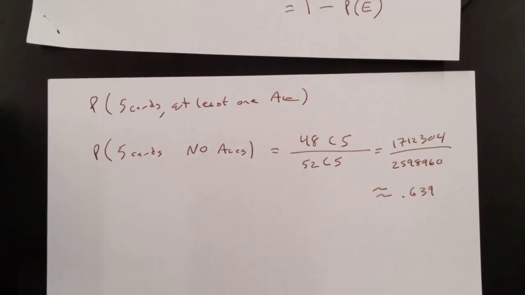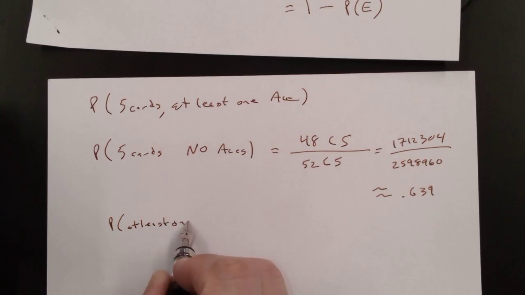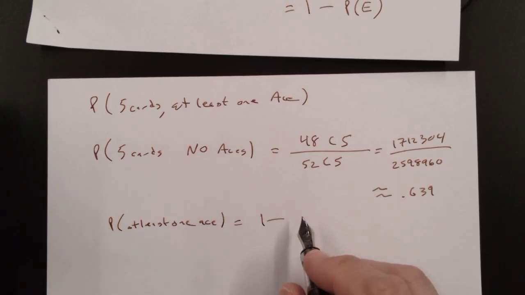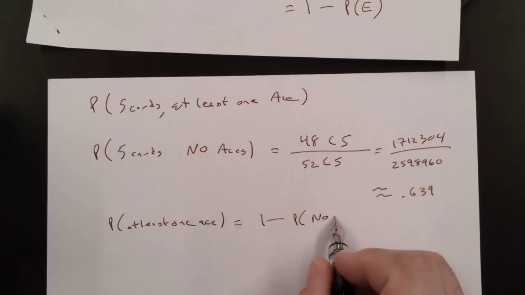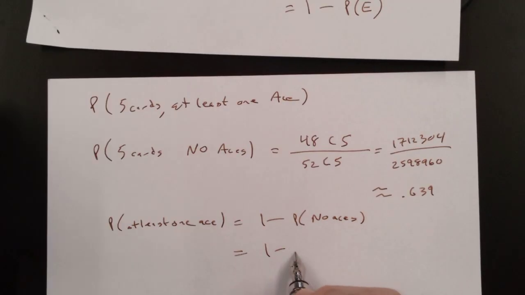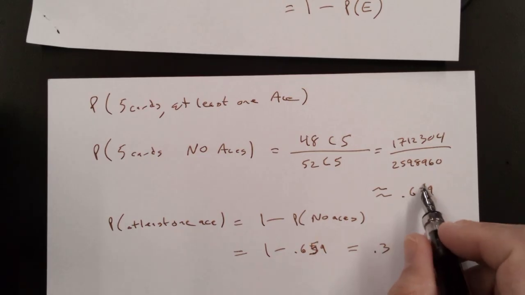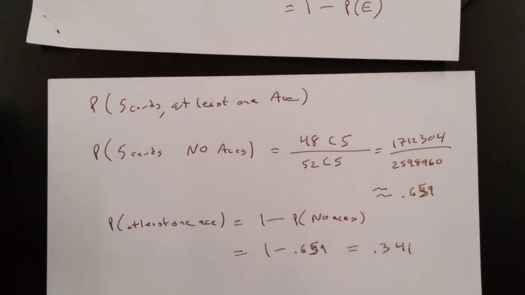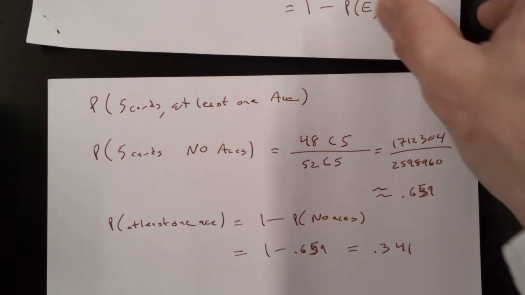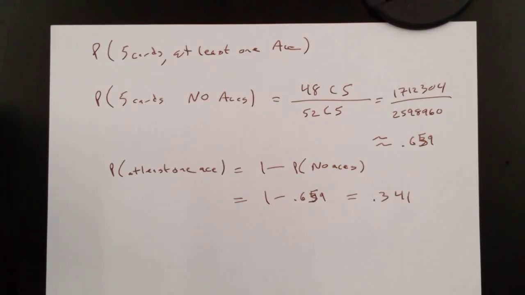So the chance of getting at least 1 ace is 1 minus the chance of getting no aces. 1 minus 0.639 is roughly, not 639, 659. I can read my own handwriting, 0.341. There were fewer options to count here, rather than counting 1 ace or 2 aces or 3 aces or 4 aces. I just counted 1 option, no aces.